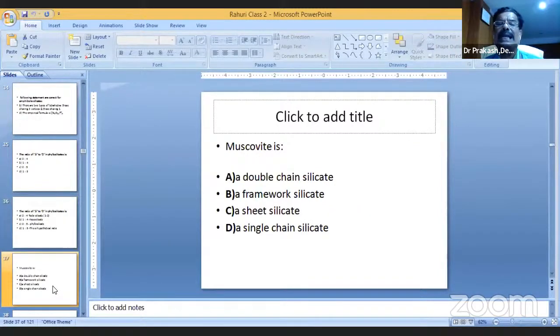Okay, muscovite is a double chain silicate, a framework silicate, a sheet silicate, or a single chain silicate? This is a simple, straightforward question. Mica is a phyllosilicate, so it has a laminar or sheet-like arrangement. That means it's a sheet silicate.